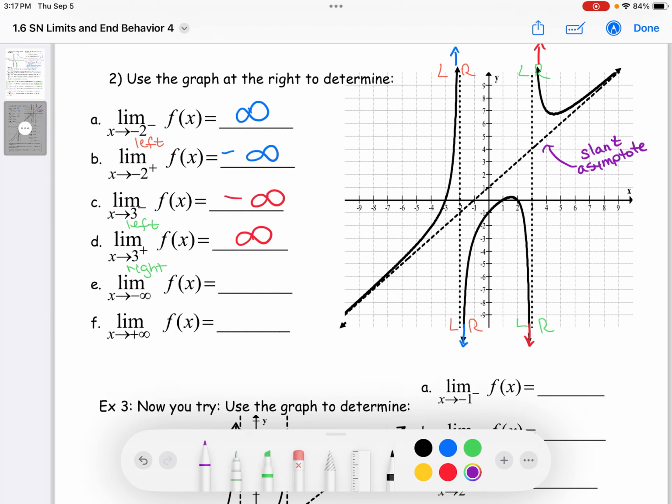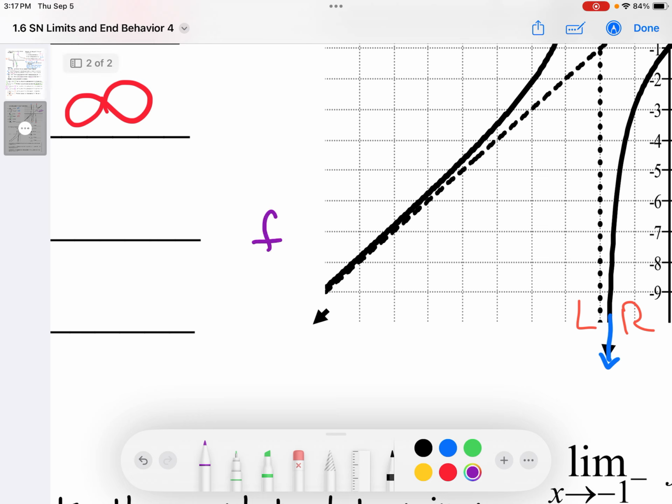So as we look at the far, far left of the graph, we see where we're curving towards this asymptote and we keep going down, down, down, down, down. So the y's, f of x, are going down. So that is a negative infinity for that limit.